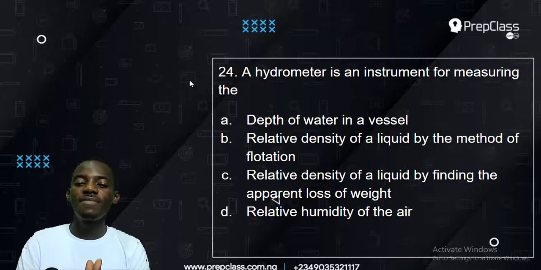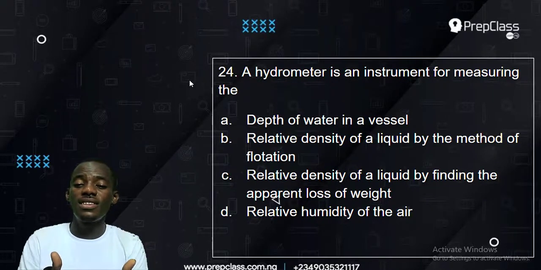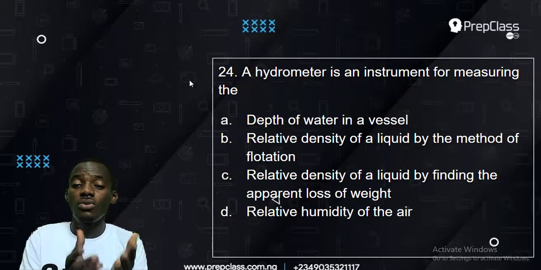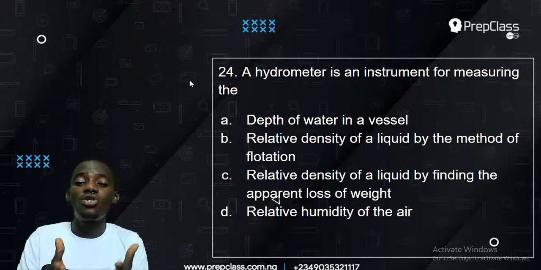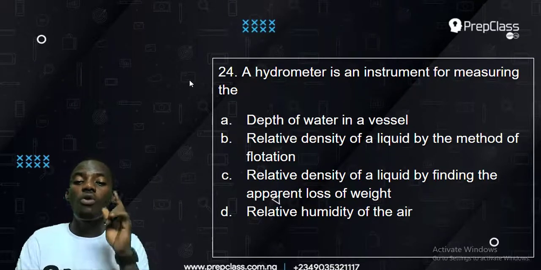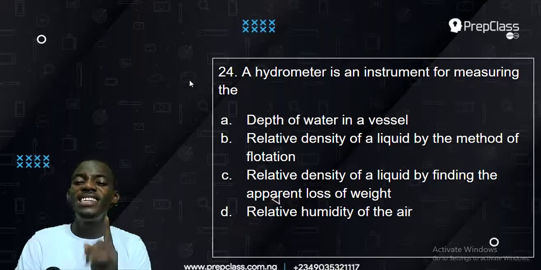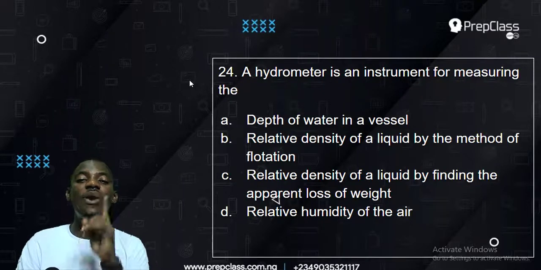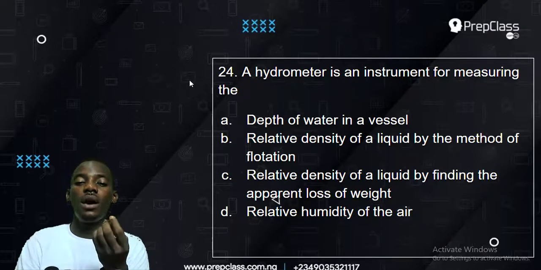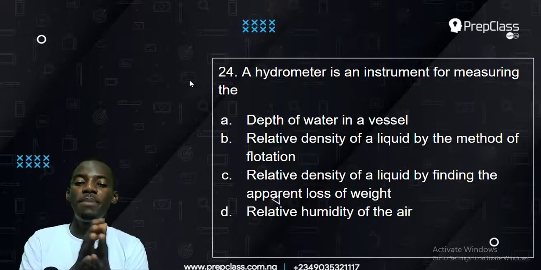A says depth of water, that's wrong. C says relative humidity in the air, that's not hydrometer. Humidity is for hygrometer. So separate them: hygro is for humidity, but D for density and D for hydrometer. It is for relative density. Now which of the two is correct, B or C?